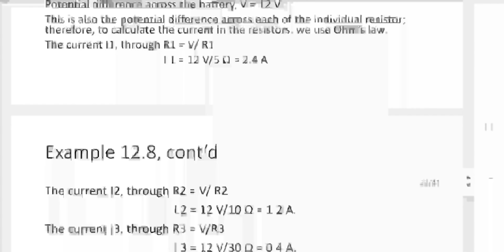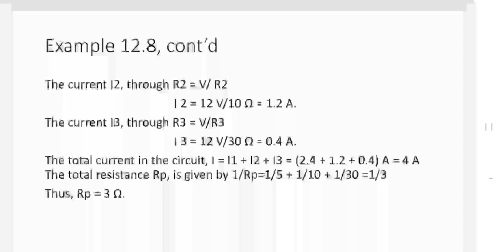So equivalent resistance for the parallel is 1 upon Rp equals 1 upon R1 plus 1 upon R2 plus 1 upon R3. So R1 is 5, 1 upon 5 plus R2 is 10 ohm, so 1 upon 10 plus R3 is 30 ohm, so 1 upon 30. So equivalent would be 1 by 3. So Rp is 3 ohm. Right? Clear everybody?